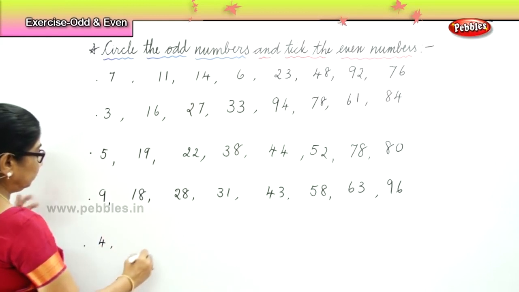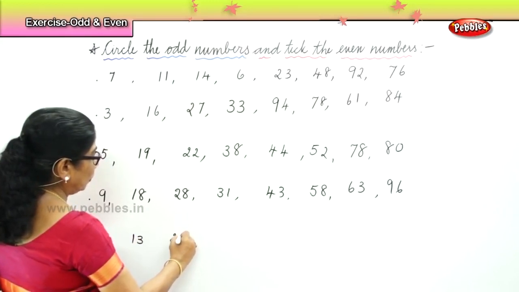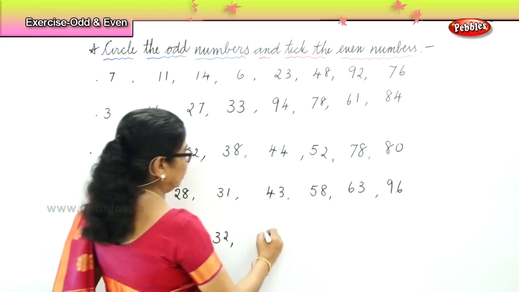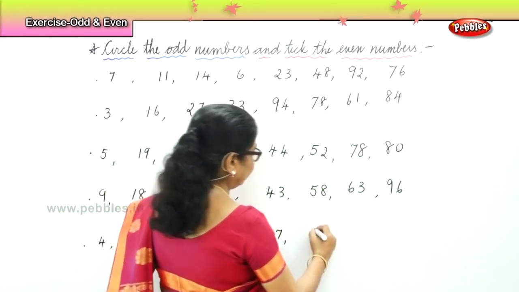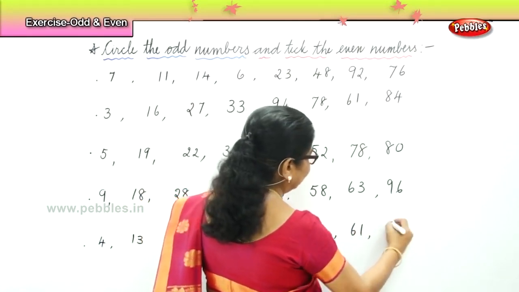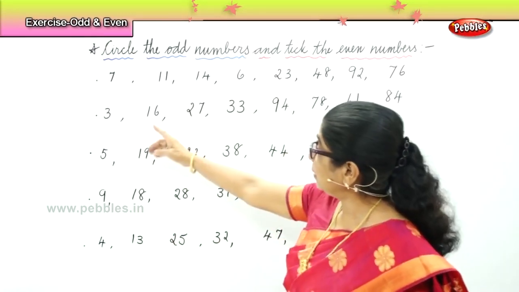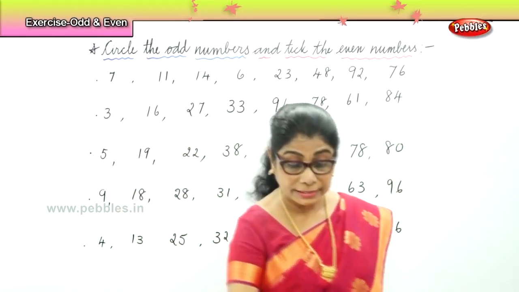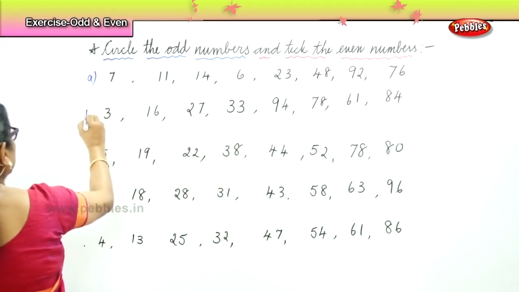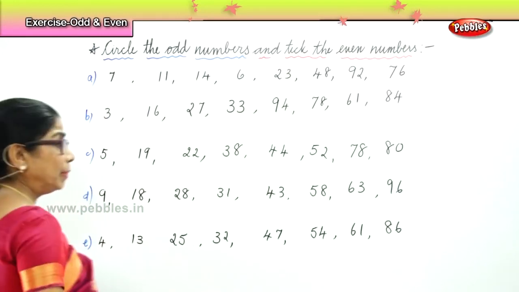One more set. You get 4, 13, 25, 32, 47, 54, 61 and 86. Now I have 1, 2, 3, 4, 5 sets of numbers here. Okay, A, this is one set, B, C, D, E. Five sets of numbers at random.